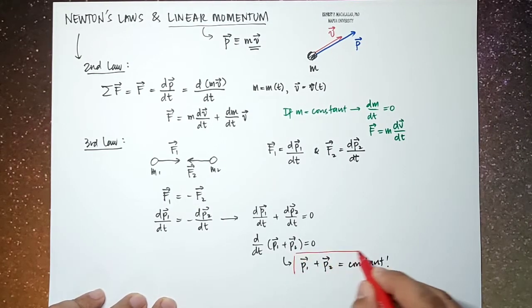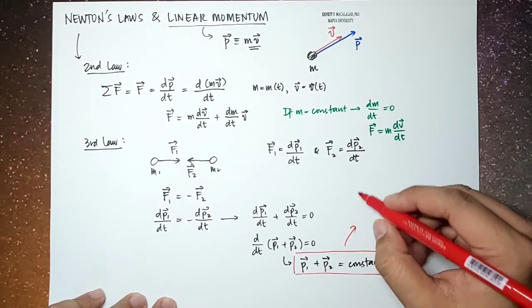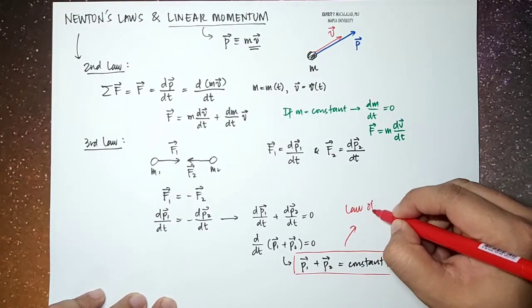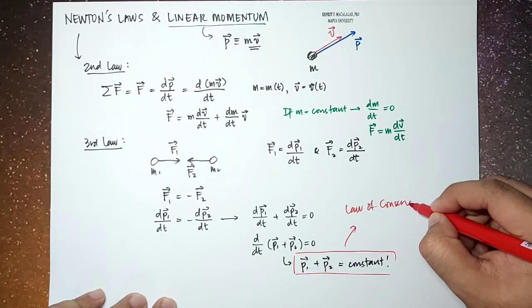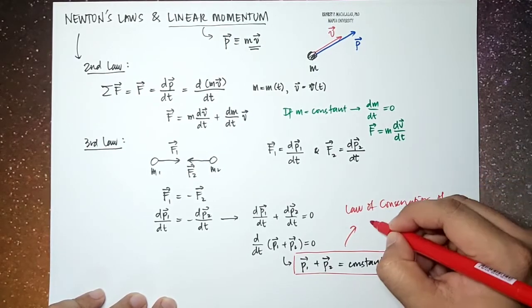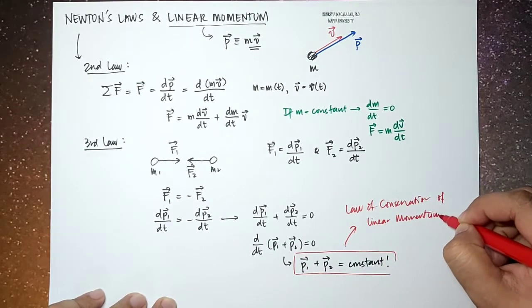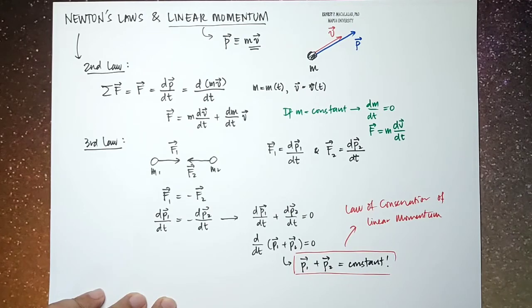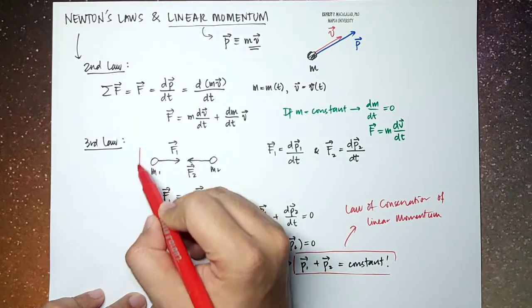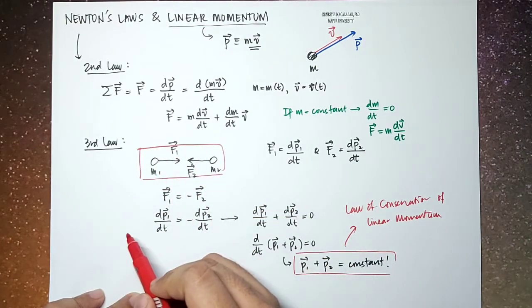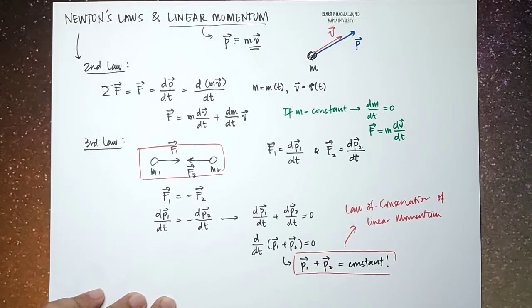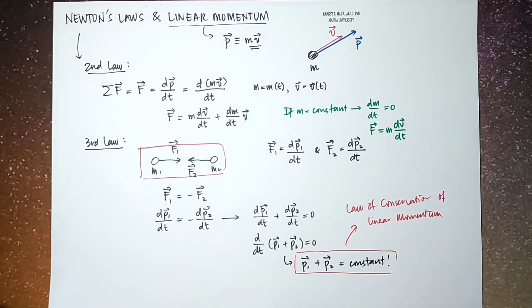So this equation is what we call the law of conservation of linear momentum. Again, this is applicable as long as the system of these two particles is isolated. So that relates Newton's laws of motion with linear momentum.